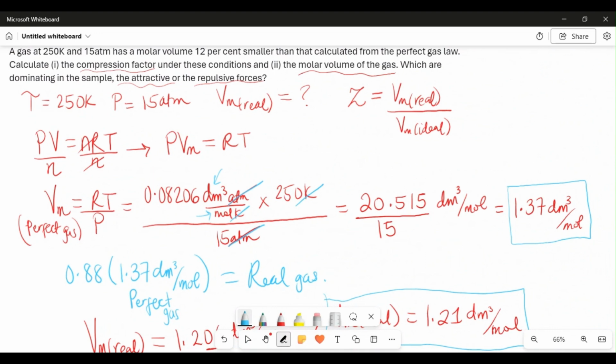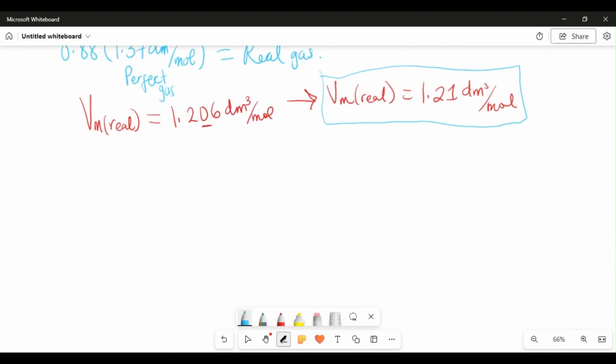So the second part of the question now asks us to find the compression factor under these conditions. Well, you actually end up finding the molar volume in this question before you can find the compression factor, if that makes any sense. Anyways, the compression factor under these conditions, we have Vm real divided by Vm ideal. So we have compression factor Z is the same thing as the molar volume of the real gas divided by the molar volume of the perfect gas or the ideal gas, whatever you want to call it.